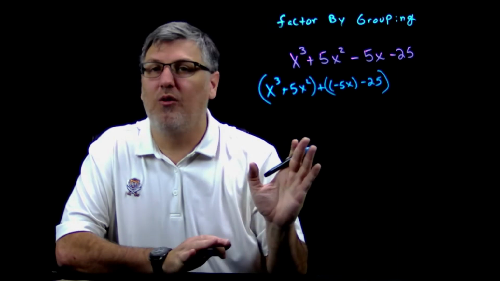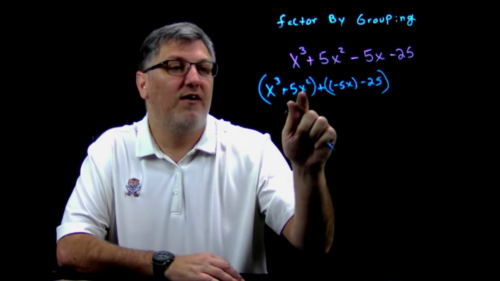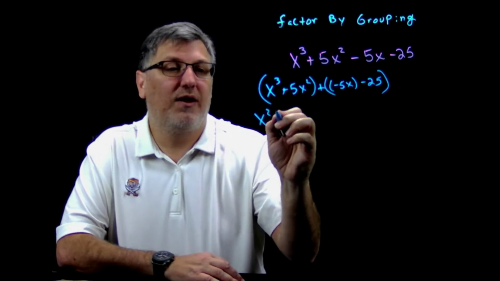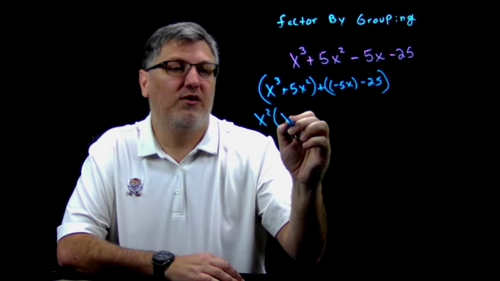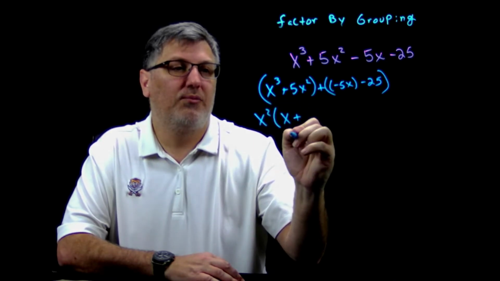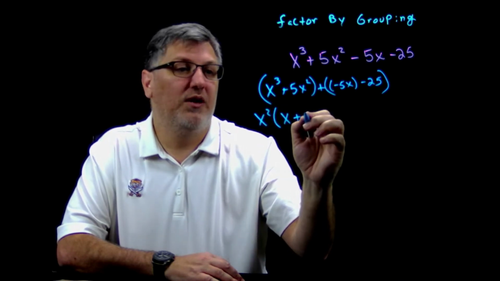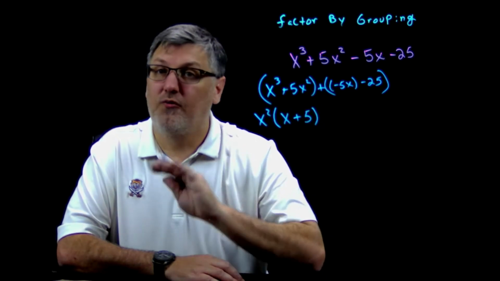And I'm going to look and see, all right, what is my greatest common factor? Well, I have x cubed and plus 5x squared. Well, x squared is my greatest common factor. I take my x squared out, divide it out. X cubed divided by x squared leaves me an x. Bring my plus. 5x squared divided by x squared gives me just 5. All right, so first group is done.